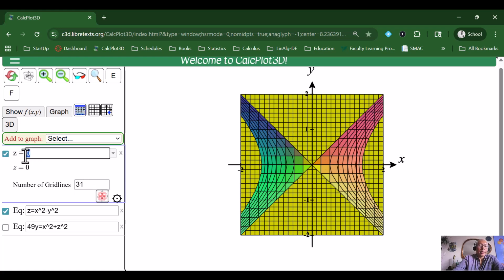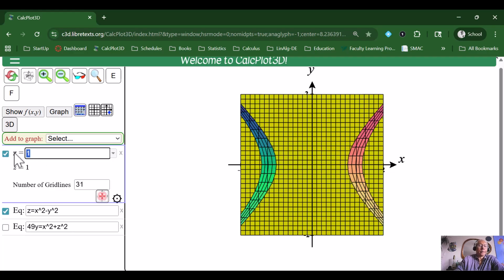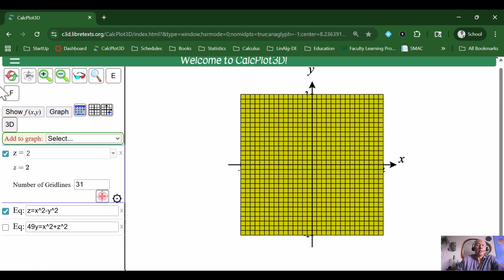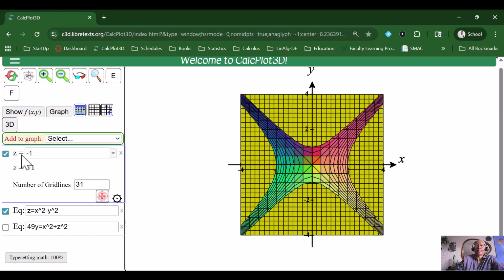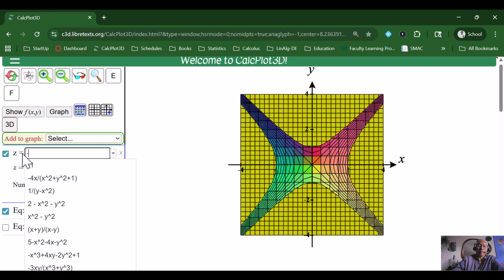And as we let z get larger and larger, like positive 1, positive 2, I guess I'll zoom out a little bit, we see these hyperbola shapes from the two-dimensional perspective. Now let's put in the negative 1. We still see that the positive part over there, but the negative will start giving this shape that's hyperbolas that are opening up and down.